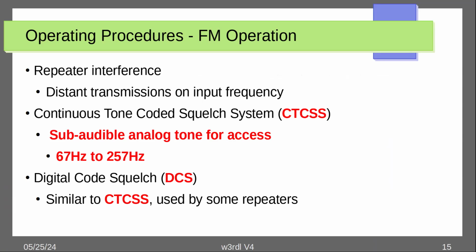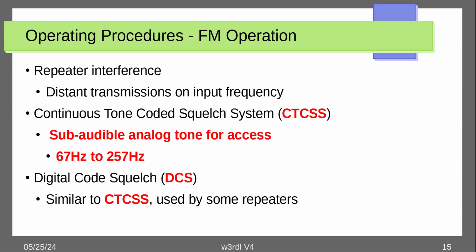Oh, interference. Like I said, due to propagation you could get a distant transmission on the same frequency. And that's why they use the continuous tone coded squelch system, or CTCSS. Sometimes they call it PL tone. They're subaudible, under 257 hertz. 131.8 seems to be a very popular one, maybe because it's kind of in the middle, I don't know.